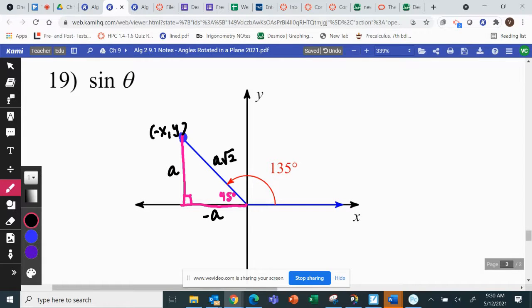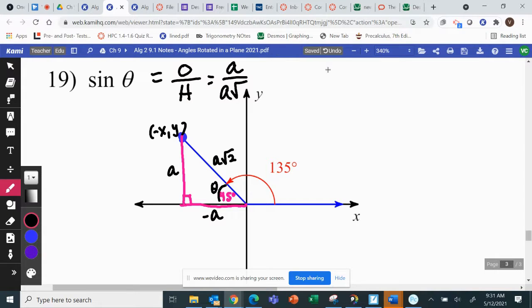So we're looking at the triangle. The sine is what over what? Formula: sine is opposite over hypotenuse. So I look at my 45 degrees here, my theta. This is my theta, and opposite is a, hypotenuse is a square root 2. The a's reduce, so we get 1 over square root 2. I'm not satisfied with that answer, so I'm going to rationalize it. Multiply by square root of 2 over square root 2, and I got square root 2 over 2.